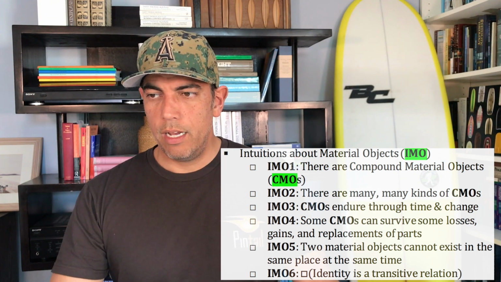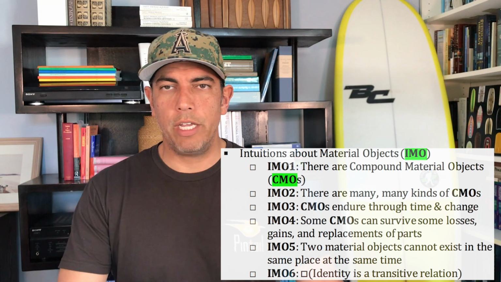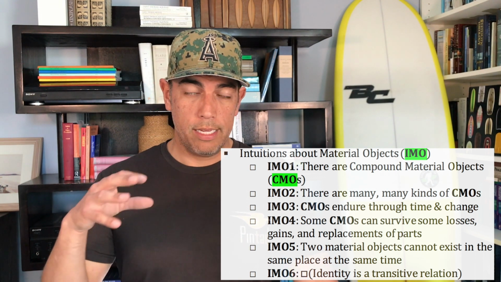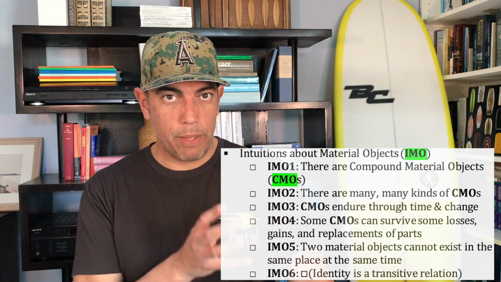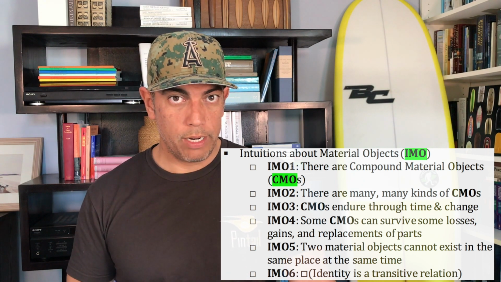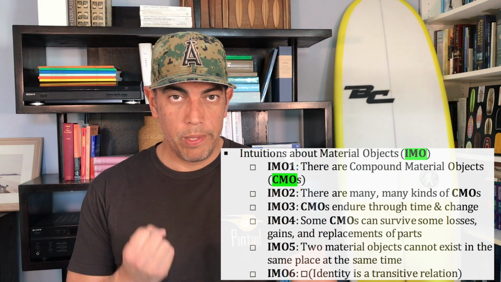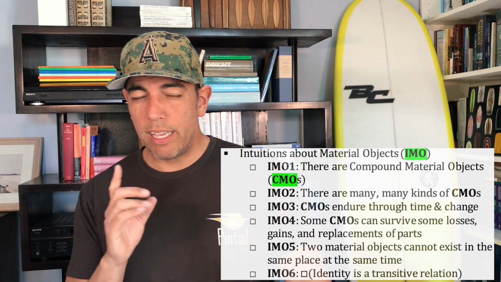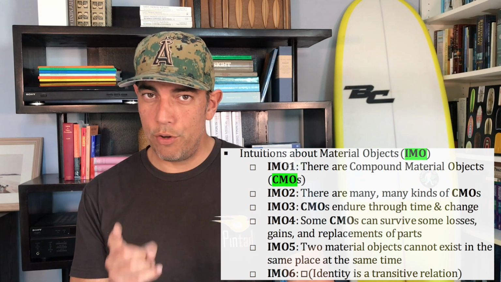Number 3, compound material objects endure through time and change. What that means is, it seems like you can have a compound material object, let's say you, sitting in your chair right now, and you exist at moment 1 and moment 2. It seems like you could still exist even though it's now a new moment.